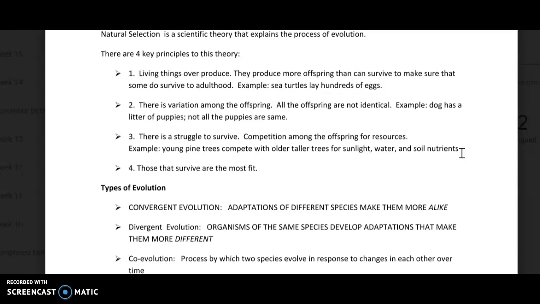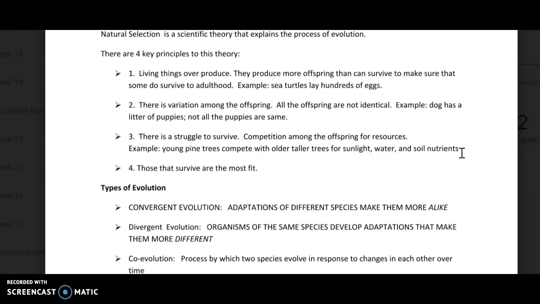There's competition for the nutrients in the soil and for the water. So there's also competition among plants. We just don't really think about it as much. So if there were no competition, then there would be no fittest. If there was no competition, then the playing field would be level. Everybody would have the same chance of survival.